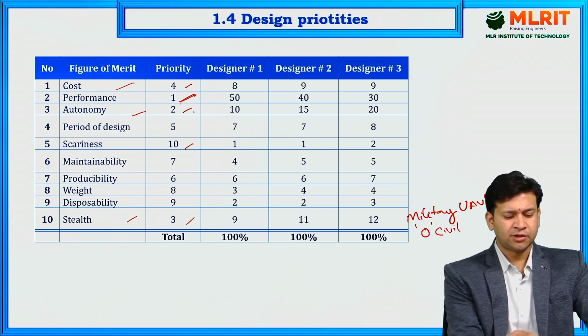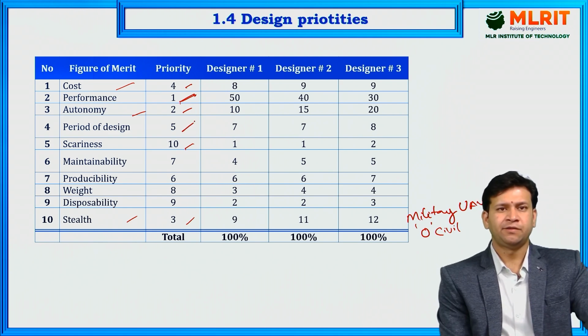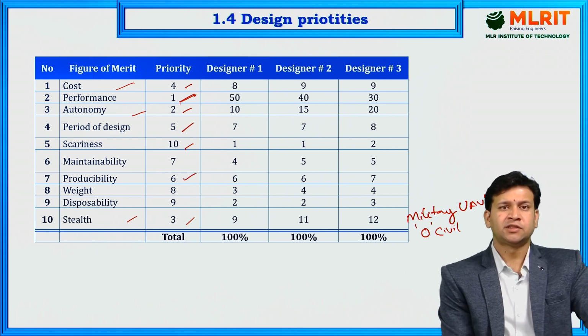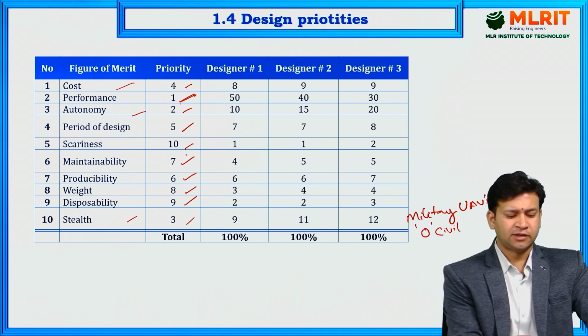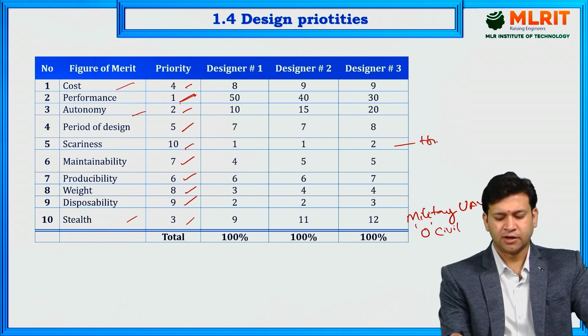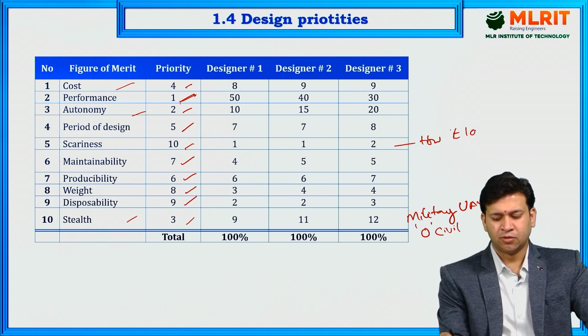Fourth is cost. Then period of design is 5. Producibility is 6. Maintainability is 7. Weight is 8. Disposability is 9. And scariness is 10. Scariness is about how it looks.